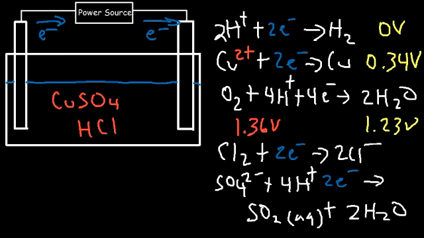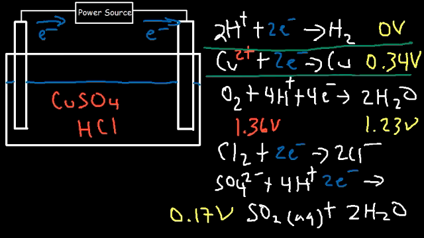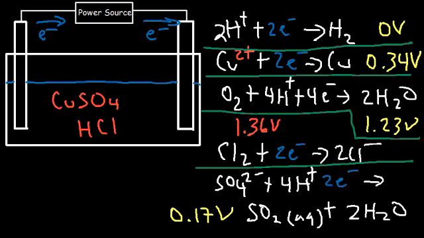And the cell potential for this part is going to be 0.17 volts. So with these reduction potentials, which one is going to occur at the anode and which will occur at the cathode? So go ahead, take a minute, pause the video, and see if you can figure this one out.